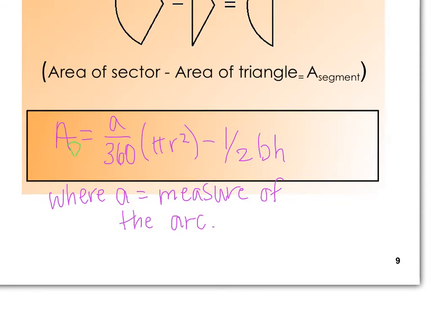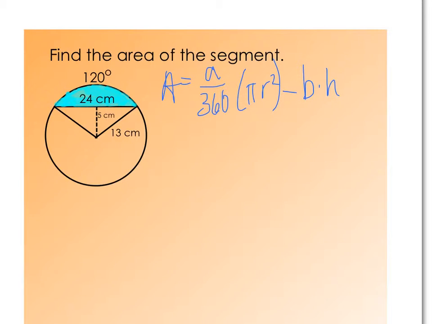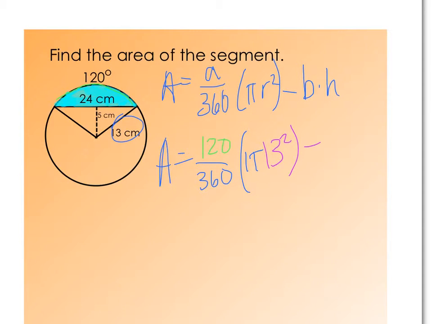So let's take a look at an example. In this example, the arc measure is 120. So in the formula, I will replace little a with 120 degrees. The little r, the radius, is 13, so I will replace r with 13 squared, and the base and the height of this triangle are 24 and 5. Those are the two that meet at 90 degrees. Oops, I forgot my 1/2 in this formula. So I want 1/2 times 24 times 5.